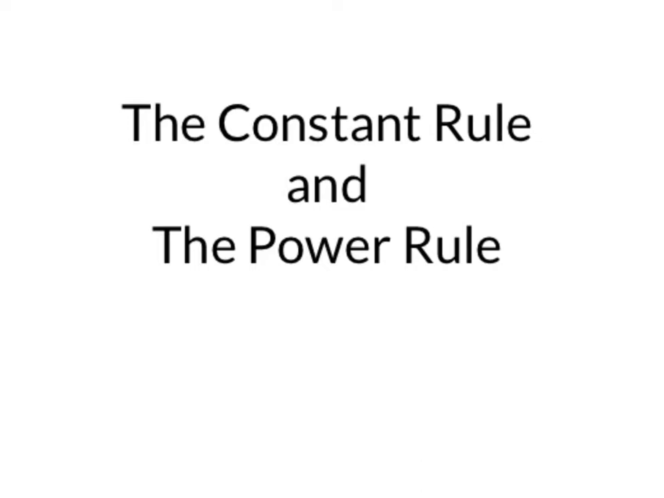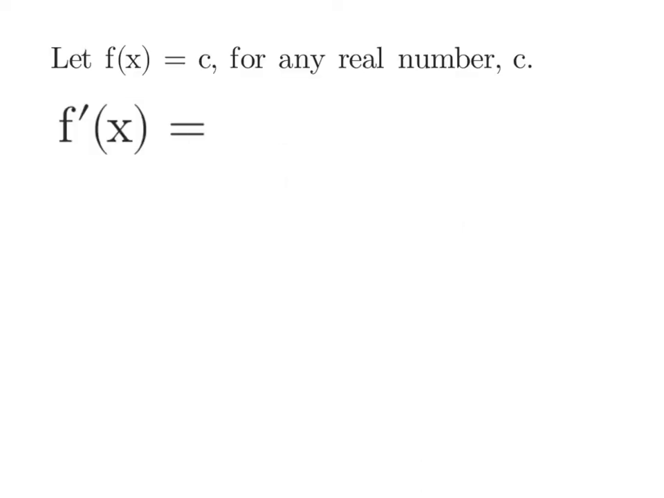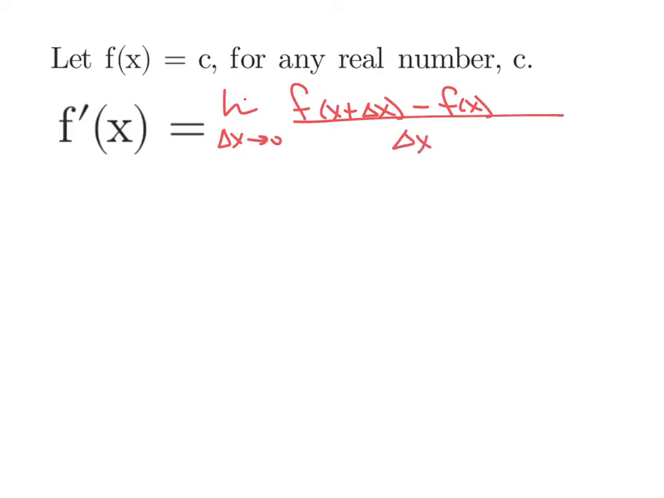Let's explore the constant and the power rules. What I mean by the constant rule is, let's consider the constant function f of x equals c for any real number c. Then the derivative function f prime of x is going to be the limit as delta x approaches 0 of f of x plus delta x minus f of x all over delta x.